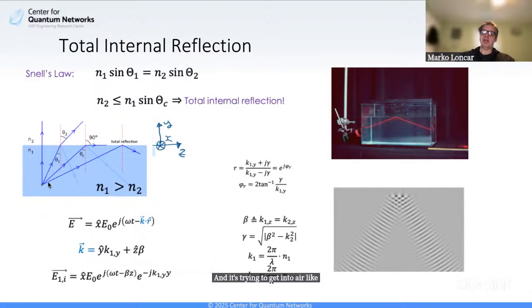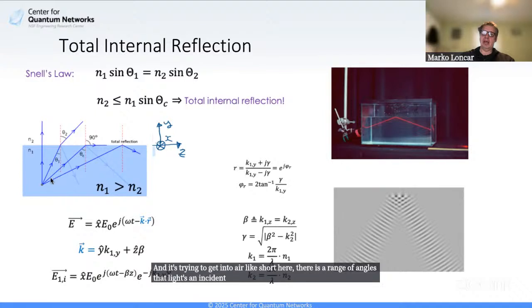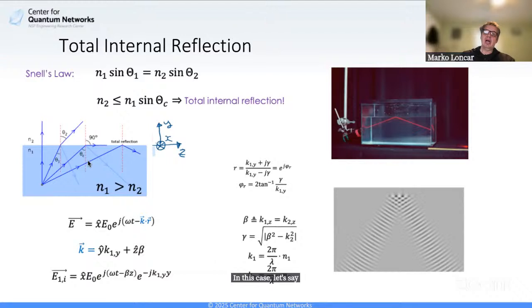there is a range of angles that light is incident in, and above this critical angle, if the incident angle of light is larger than this critical angle, light is totally reflected. This is called total internal reflection. At this point, all of your optical energy is trapped, in this case, let's say in the water. And this is the ray picture formalism.